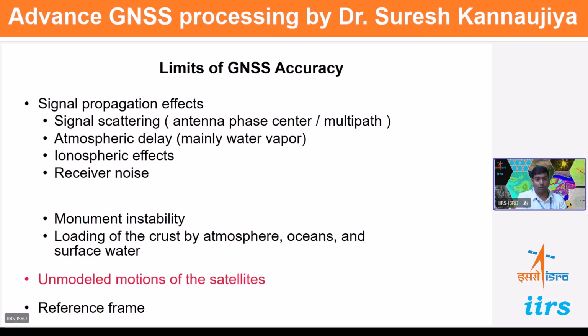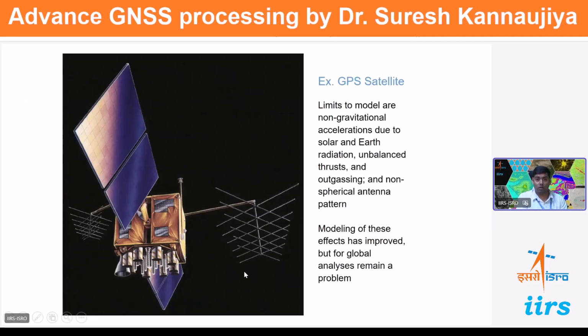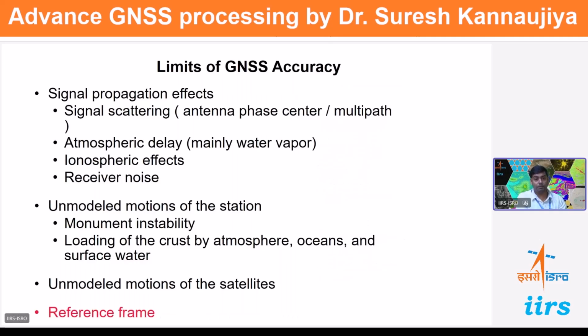The second last is the unmodeled motion of the satellites. As I told you, this is non-gravitational acceleration due to solar and Earth radiation, unbalanced thrust, outgassing, non-spherical harmonics, and antenna pattern. Modeling of this effect has improved, but the global analysis remains a problem. This also makes it difficult to eliminate all the error from the data.